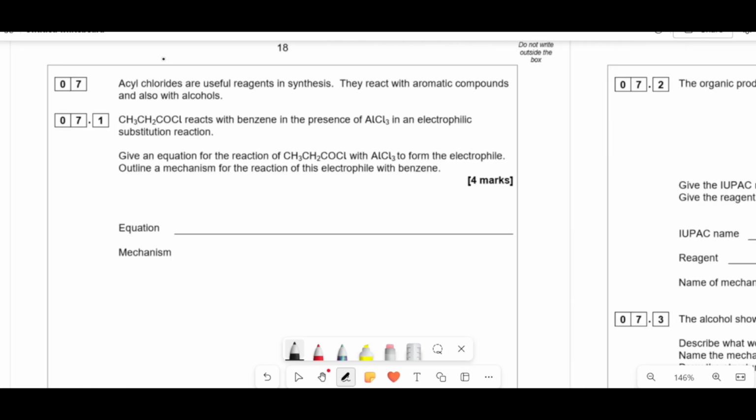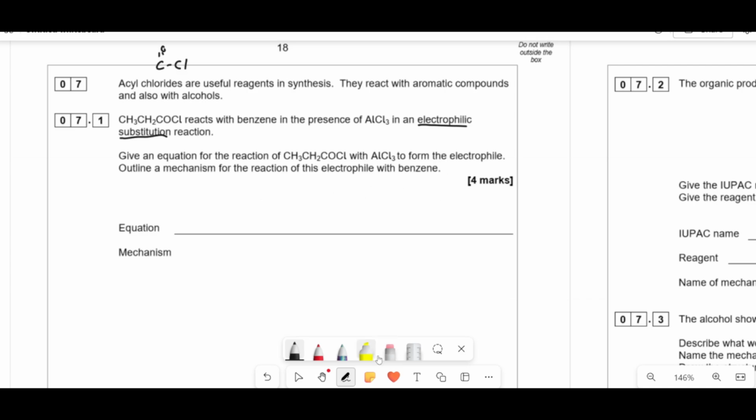There you go. So acyl chlorides, remember, an acyl chloride always looks like this, C double bond O, Cl, and their derivatives are carboxylic acids, so they can do some similar reactions. Reagents in synthesis, they react with aromatic compounds, which are benzene containing, and also with alcohols. So: CH3CH2COCl reacts with benzene in the presence of AlCl3 in electrophilic substitution. Give an equation for the reaction of this to form the electrophile, and then outline a mechanism for this.